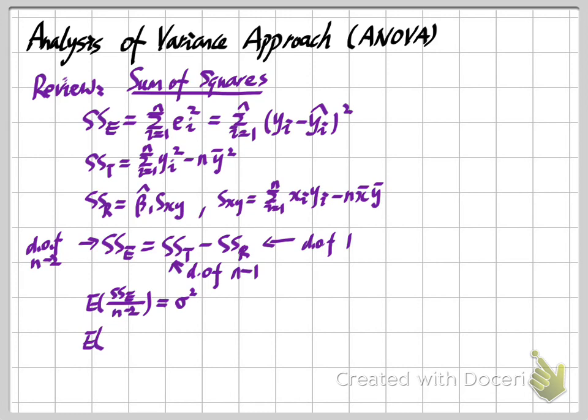Here, except the SSE divided by its degree of freedom, for our SSR divided by its degree of freedom, 1, the mean is equal to sigma square plus beta 1 square times S sub XX. So this is the property for our SSR. Now we have already reviewed all the properties of our sum of squares.